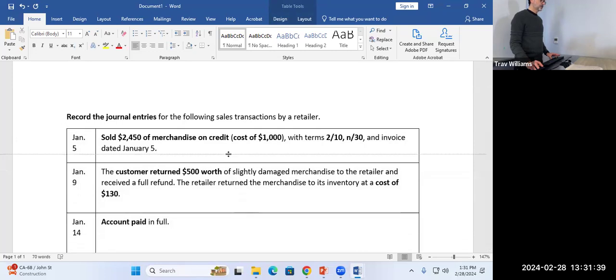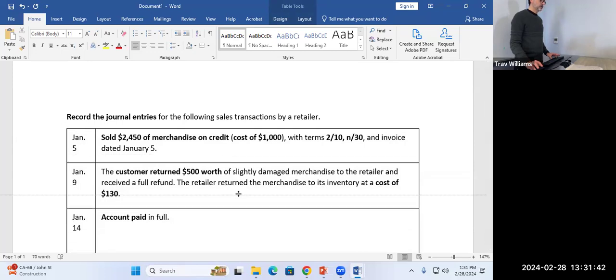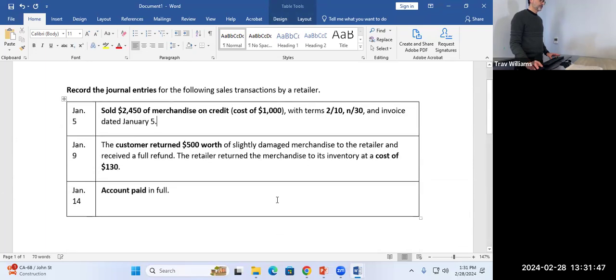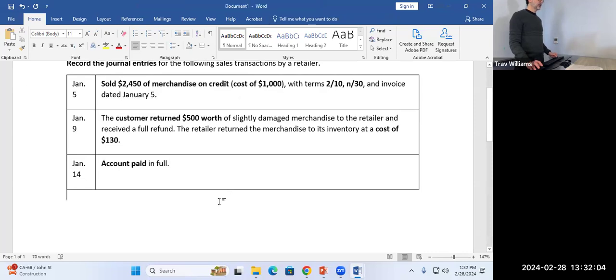Okay, so let's go through this one together. We have to create these journal entries. All right, so this is perpetual inventory method. And first we have a sale on credit. Okay, so what are we going to debit and what are we going to credit? Anybody?